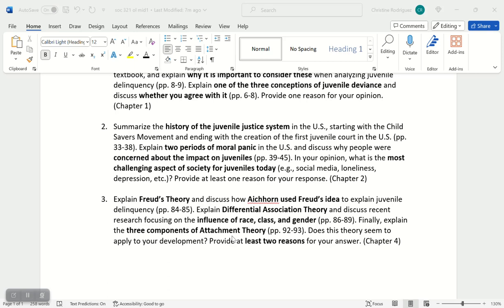In your opinion, what is the most challenging aspect of society for juveniles today? Social media, loneliness, depression, etc. This is just your opinion. I'm curious what you think the most challenging part of being a juvenile today is. And give me at least 1 reason for your response.